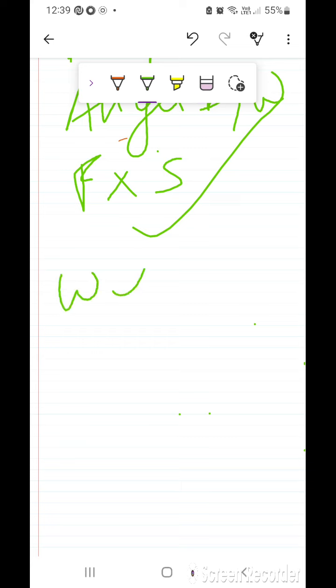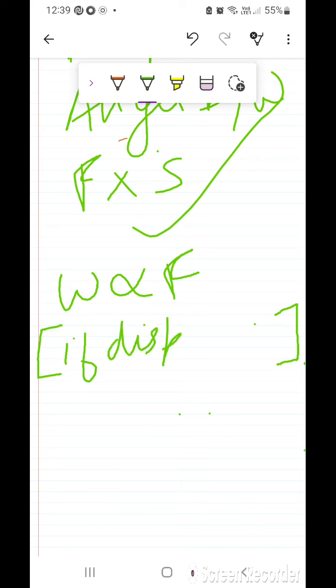Work done is directly proportional to force when there is a condition: if displacement occurs. Why am I saying this is the condition? When you are pushing the wall, you are applying force. The angle is also good, the angle is less than 90, but displacement is 0.